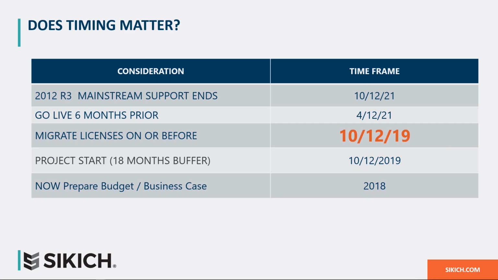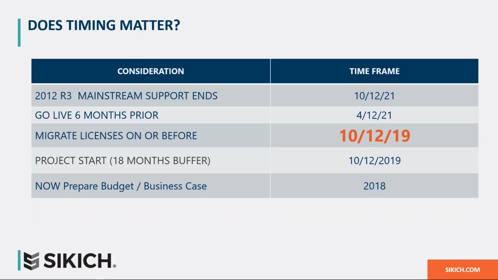Now, if your project's going to take 12 to 18 months, you really do want to start your project around October 2019. If you want longer to do it, obviously you're going to have to start thinking about that now. Now, when should you have been preparing your budget and business case? I would have suggested that was back in 2018, and hoping that you have got it approved and ready to go for 2019.